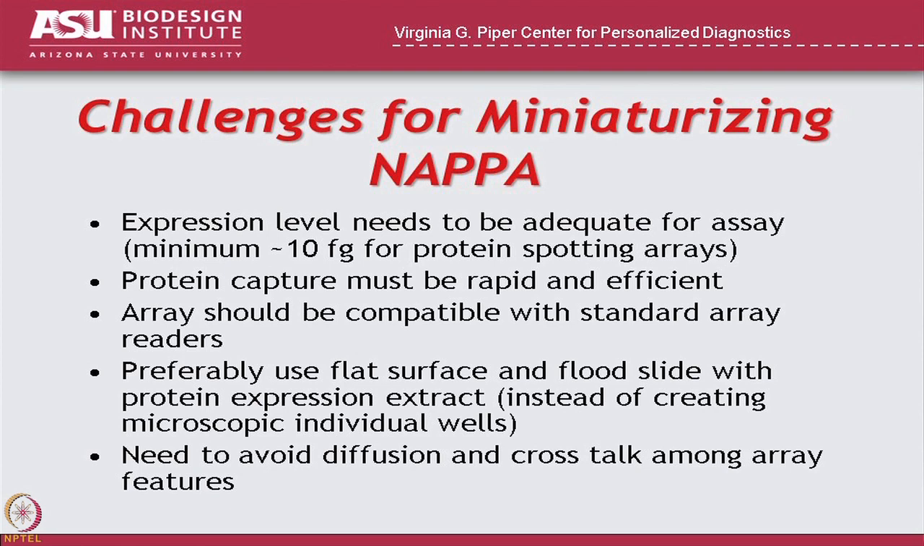But there are still some challenges. We need to now take it from this format, which is on 96-well dishes, and get it onto a microscopic chip. We had to be able to print it on slides so that we could do thousands at a time. So we had to be able to deal with very low amounts of protein. We needed to make at least 10 femtograms of protein. We had to get capture that was rapid.